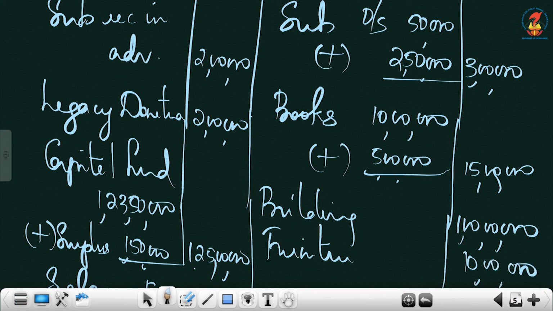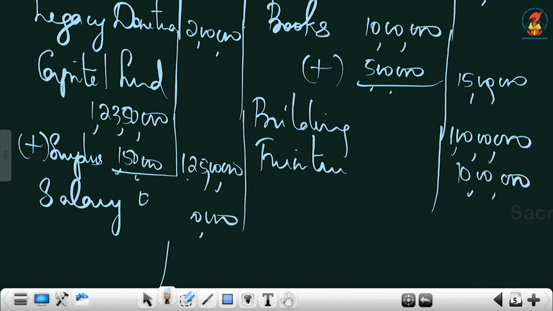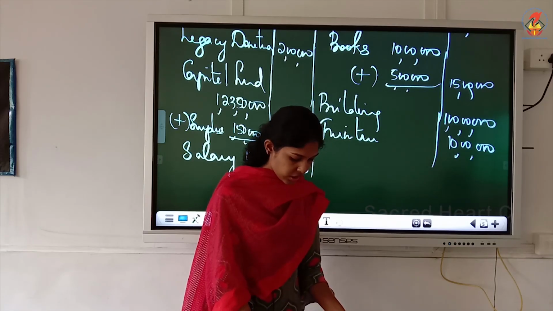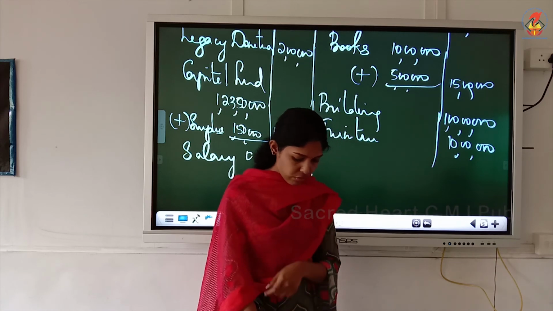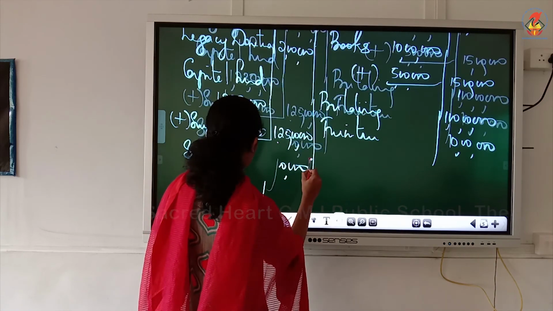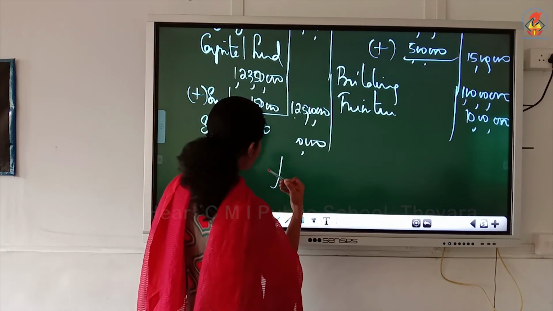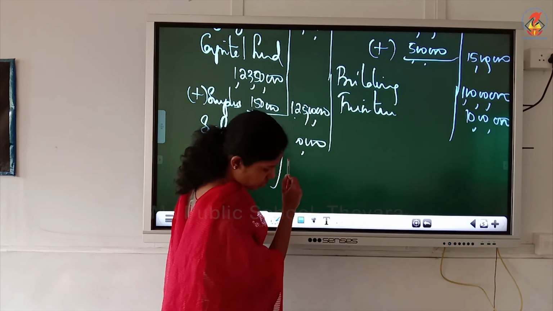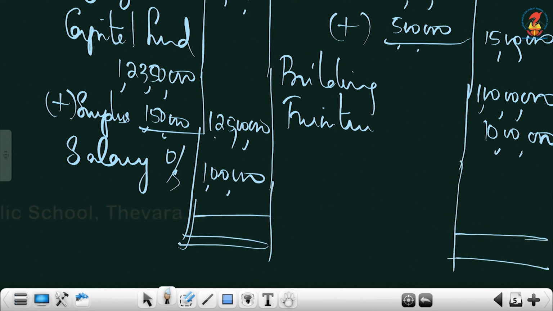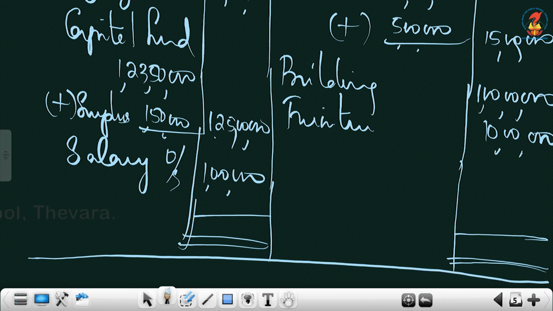Then books we wrote, then furniture we have 10 lakhs. Okay, now did we finish all items? Yes, legacy donation we already wrote. Yes, now we finished all items. Just add and see whether you are getting the same answer on both sides. Salary outstanding here was 1 lakh. Okay, now you just add and see the totals. That is 1 crore 30 lakhs.